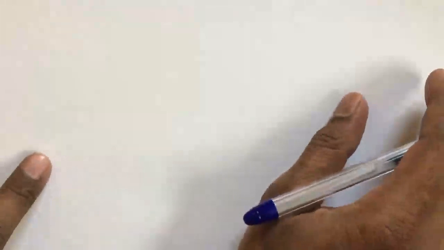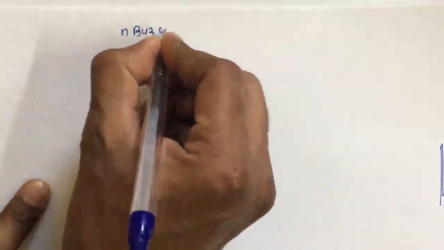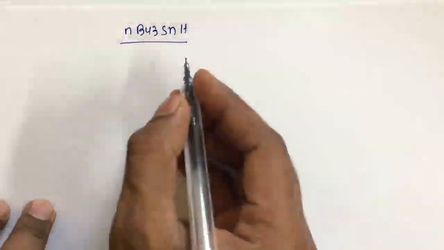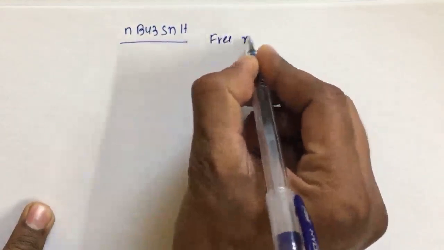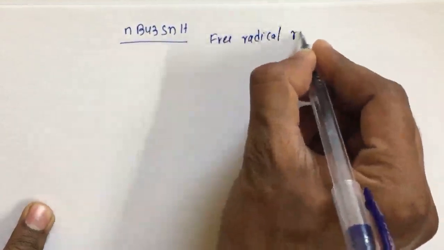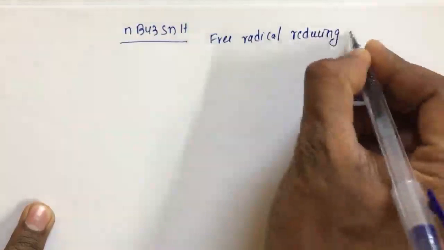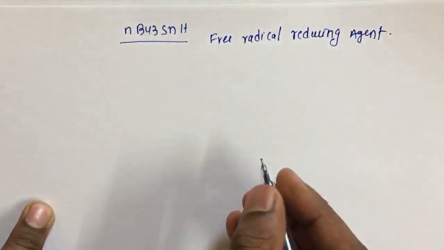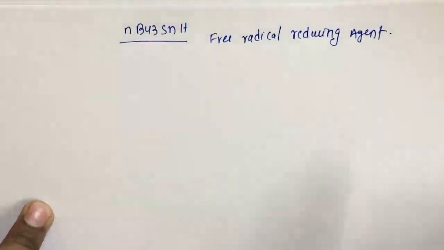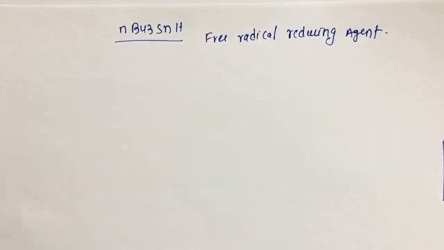Today we are going to talk about n-butyl stannous hydride. This is one of the powerful free radical reducing agents. So how does the reaction work? Now we'll see the mechanism. After that we'll see some of the examples where we use n-butyl stannous hydride for reducing other functional groups.